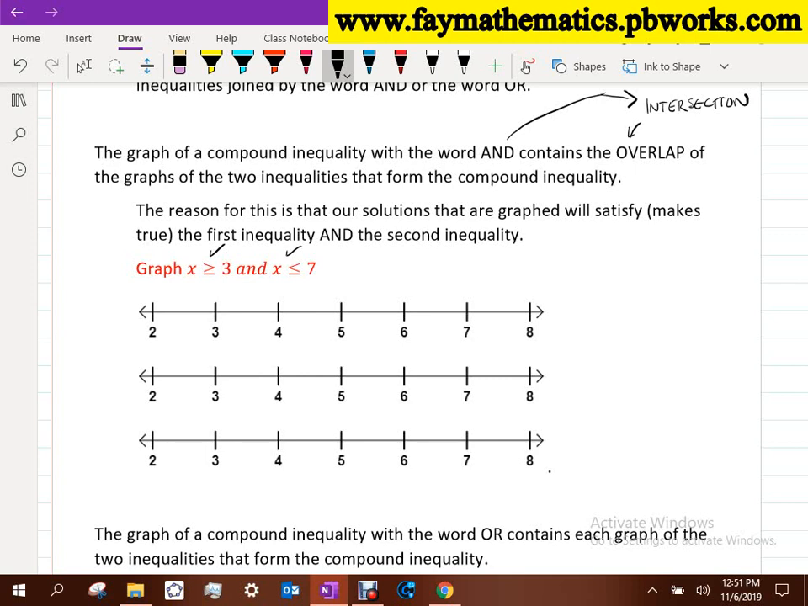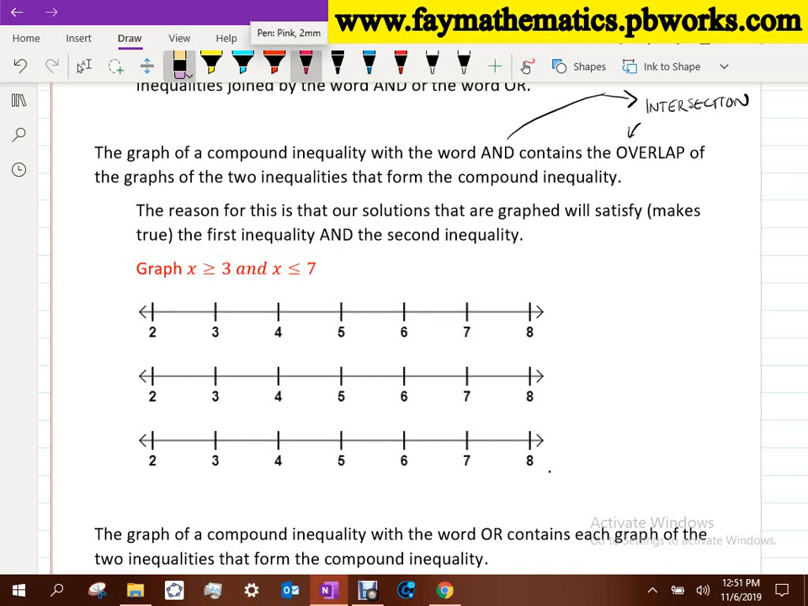Let's talk about the number 12. Is 12 greater than or equal to 3? Yes, it is. Is 12 less than or equal to 7? No. Do you see how 12 did not work for both of those? So 12 better not be in our answer. For things to be in our final answer, they need to satisfy, or work for, both of those inequalities. All right, so this is how we do this graph. It's not too bad.